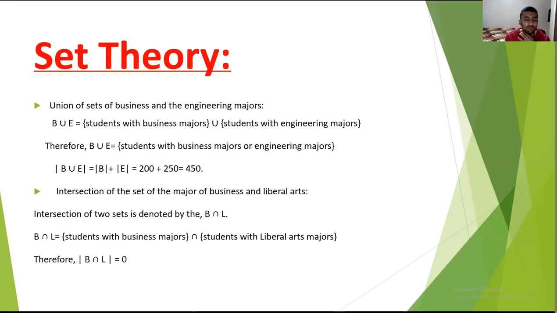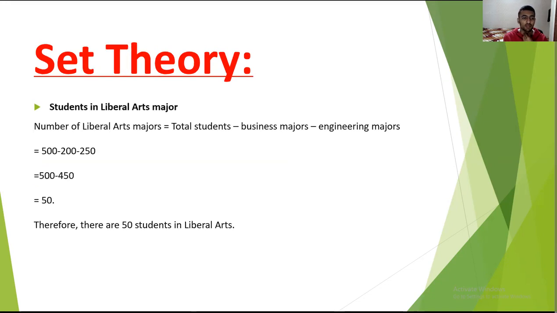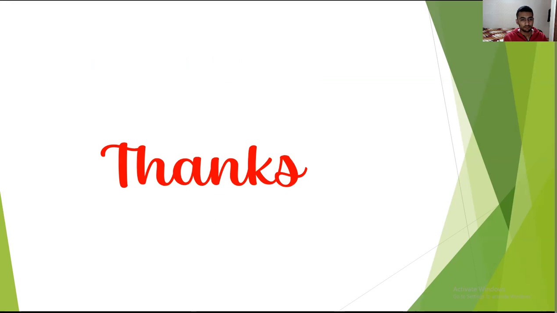The union of business and engineering majors would be B union E, students with business or engineering majors. So we can say B is the number of business majors. The intersection of two sets is denoted by this relation. This is how we denote these things. And at the last, the number of liberal arts majors would be the total students minus business majors minus engineering majors. So we will have 50. Therefore, there are 50 students in liberal arts.